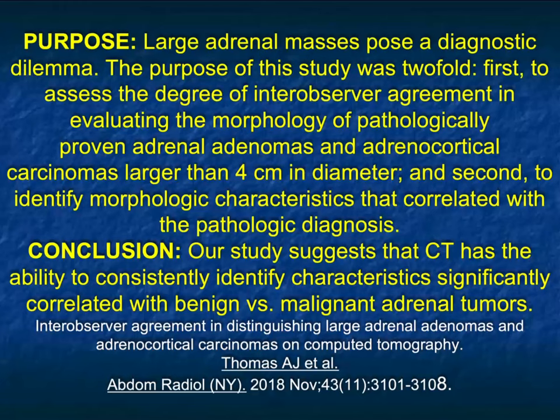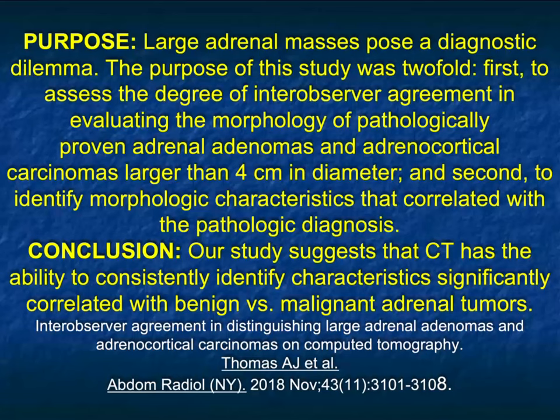Now, there was an article by Thomas et al., Intra-Observer Agreement in Distinguishing Large Adrenal Adenomas and Cortical Adrenal Carcinomas on CT. And what they found was CT has the ability to consistently identify characteristics correlated with benign versus malignant tumors. And I think that indeed is the point. I think when something is aggressive looking, when you have a big mass where it has lots of vascularity and it's necrotic and it's irregular shaped, then I'm thinking about ACC. When something is perfectly round, homogeneous, regardless of the size, I'm thinking adenoma.